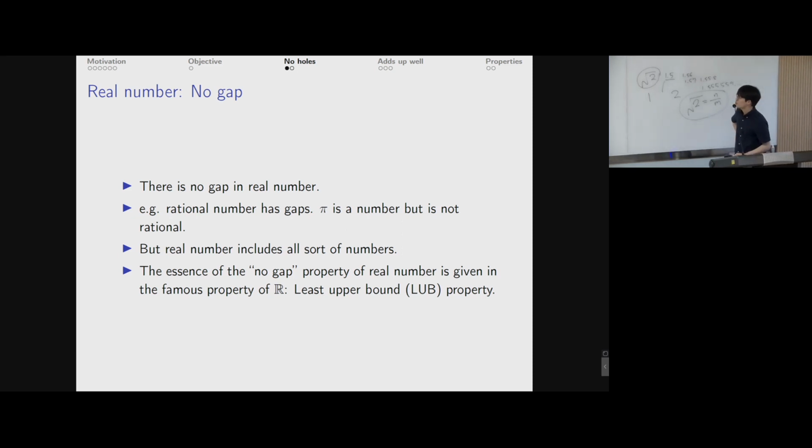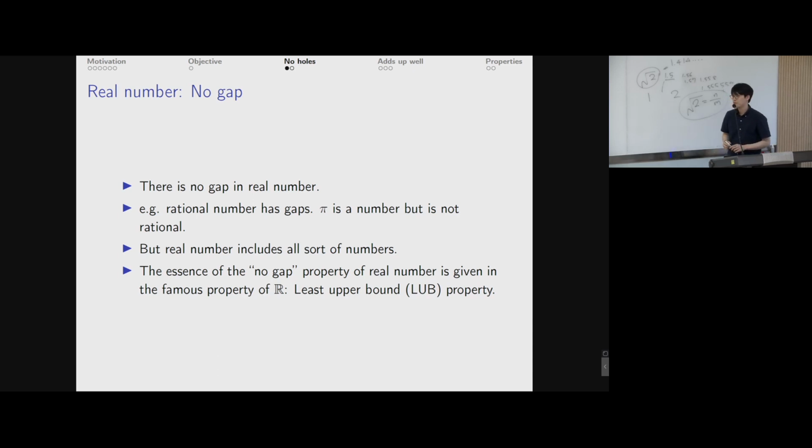So in the end, what I'm trying to say is root 2 is not a rational number, but it is between 1 and 2. You might have seen it in a numerical computation: root 2 is somewhere like 1.414 or something. So it should be between 1 and 2, but it's not a rational number. So this means that even the rational numbers have gaps.